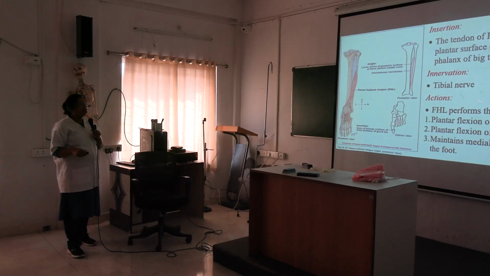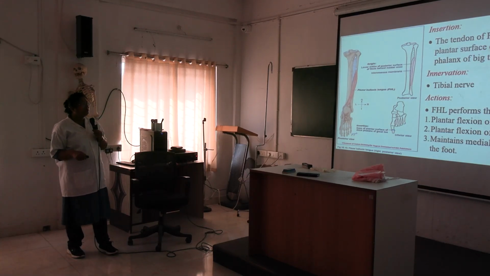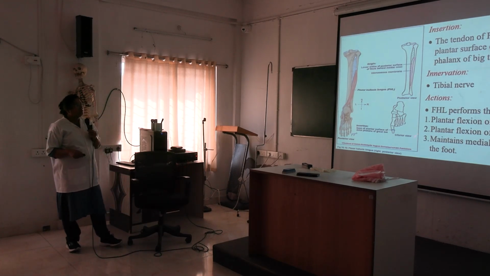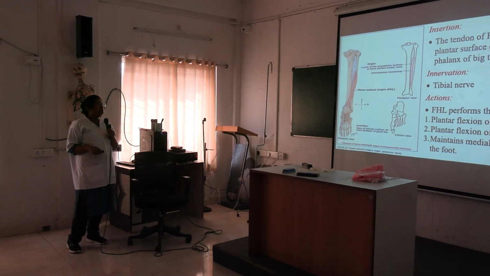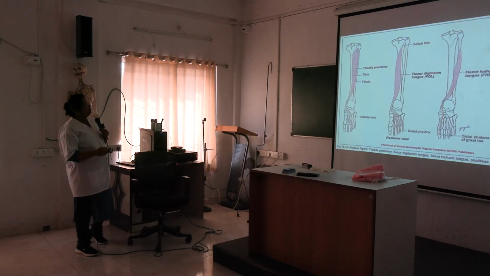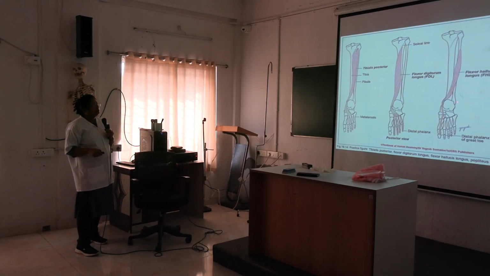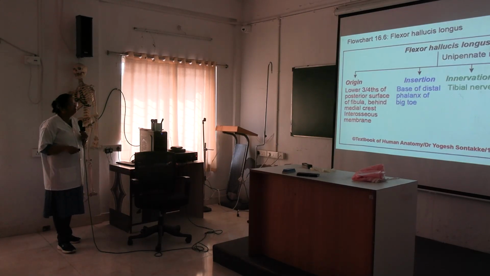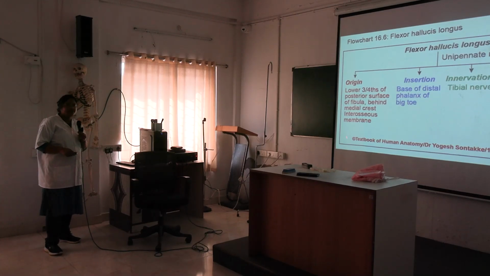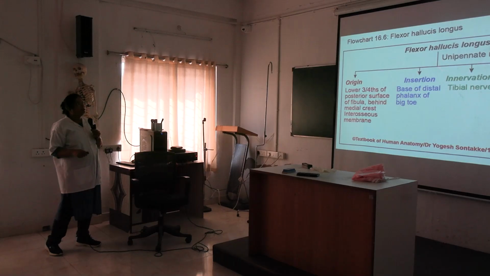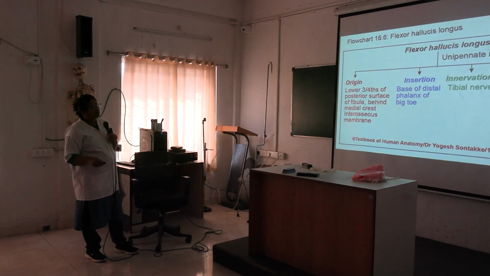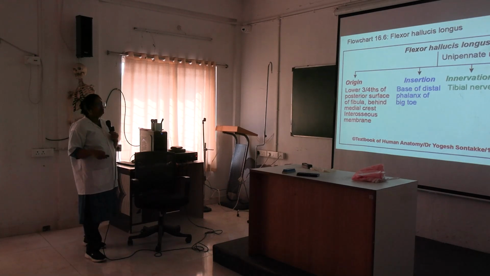Nerve supply is tibial nerve. Action, it performs the following actions: plantar flexion of great toe, plantar flexion of the ankle, maintains the medial longitudinal arch of the foot. Okay. So this is flexor hallucis longus. So its origin is from lower 2/3 of posterior surface of fibula behind medial crest and interosseous membrane. Insertion base of distal phalanx of great toe, innervation tibial nerve. Action is plantar flexion of great toe and ankle and maintain the longitudinal arches.